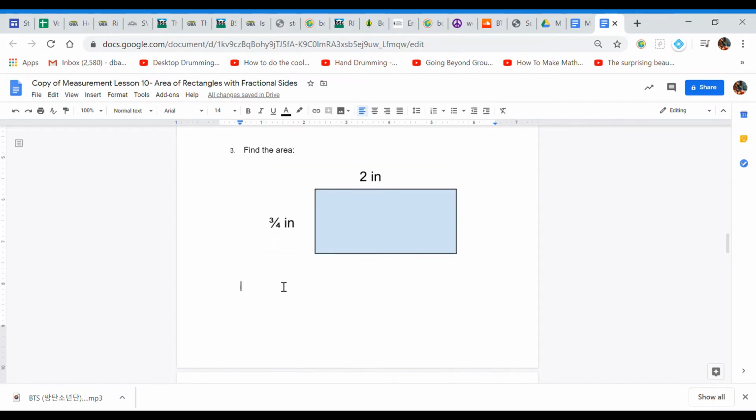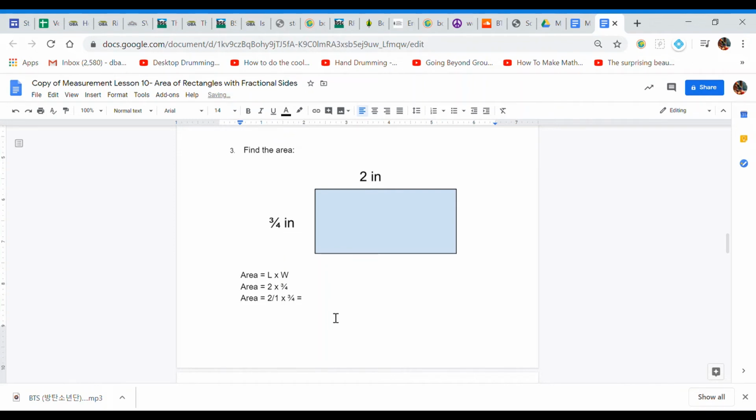I'm not going to prove as much here. I'm just going to write it out. Area equals length times width. In this case, my length, my longer side, is 2, times 3/4. But just as we talked about before, this 2, I want to write as an improper fraction. That's going to be area equals 2 over 1 times 3 over 4. Again, another way to do it is just say 2 times 3 over 4. That's fine too. Either way works for you, works for me.